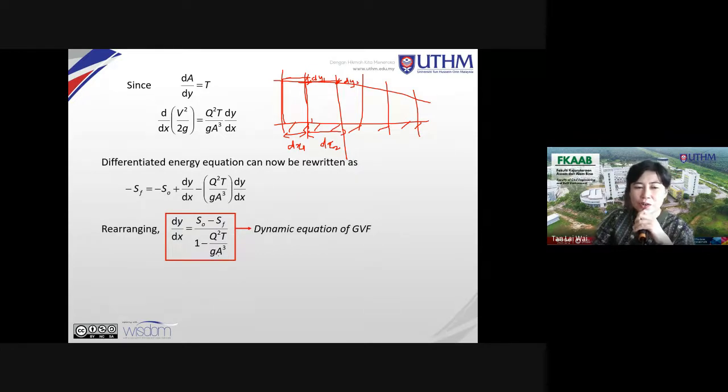So now, the change dy over dx is equal to S naught minus Sf divided by 1 minus Q squared T over g A cubed. If you remember, this term is what we had when we analyzed the critical flow. So now dy over dx equals this, based on when you differentiate this energy equation.